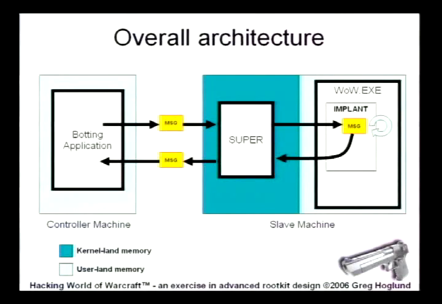The supervisor is running in ring 0 on the slave machine. In user mode, WOW.exe is running, and there's an implant. The implant is being cloaked. That's the part we have to cloak from the warden. The message will go to the implant, the implant will process that message and put the results back into the message, which will be copied back out in ring 0 and sent back to the botting application. So you can see how the message flow will work. It's completely controlled from the botting application.